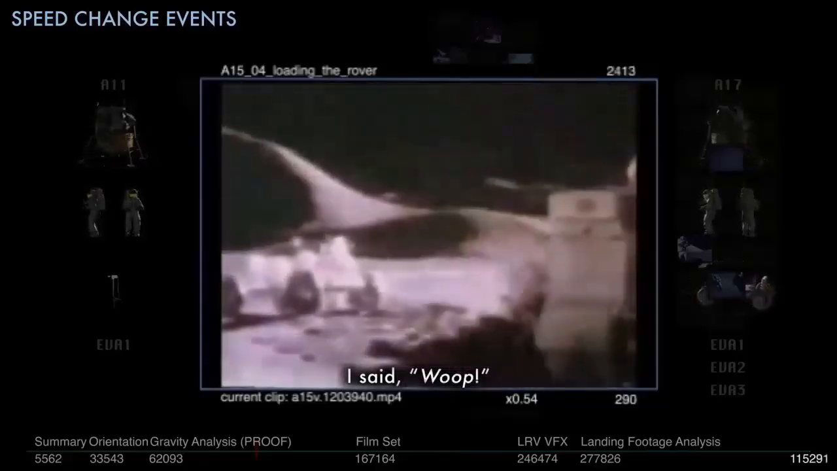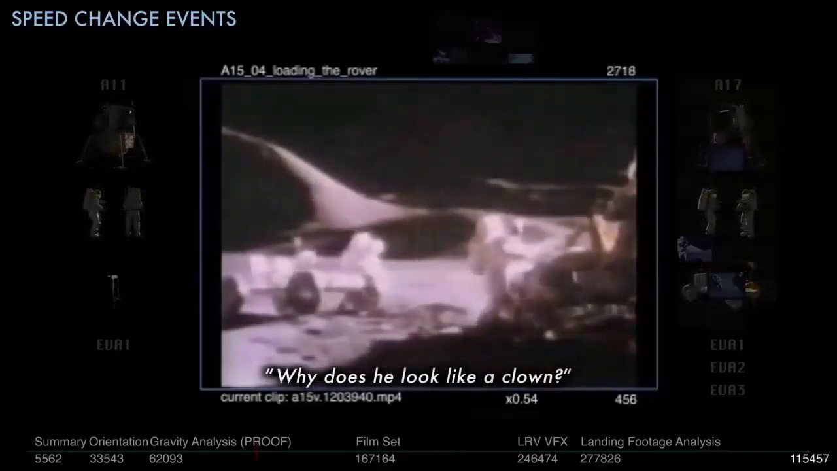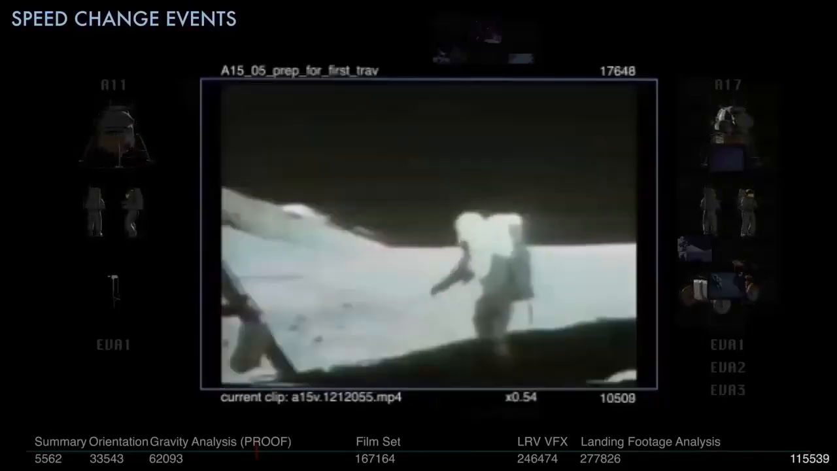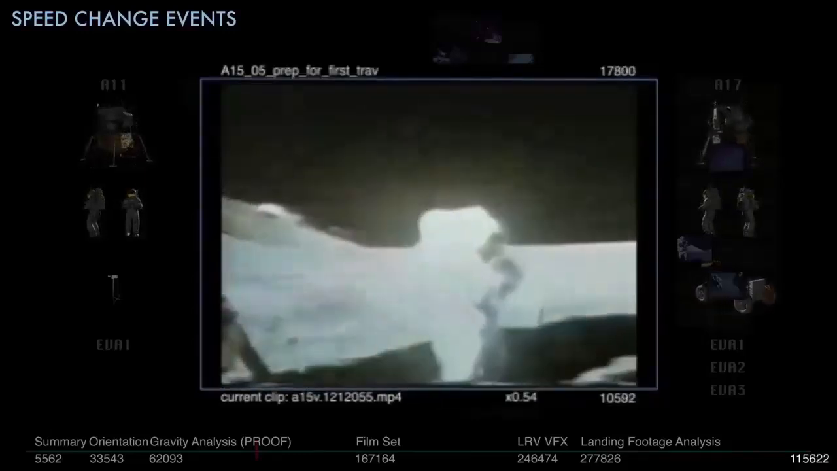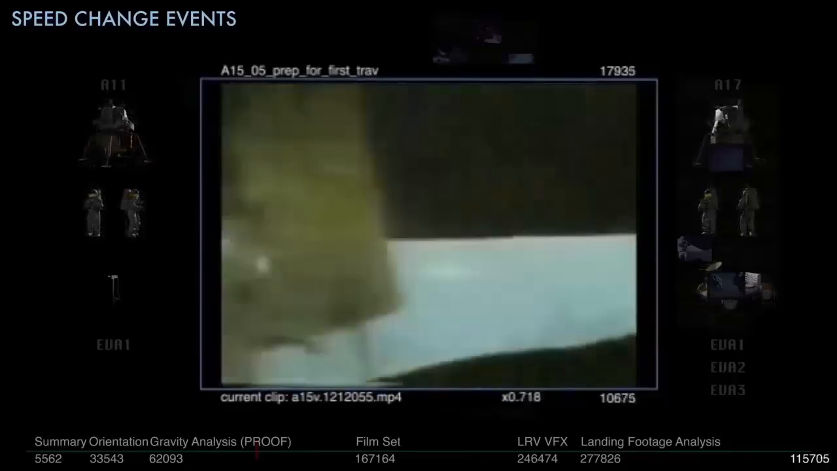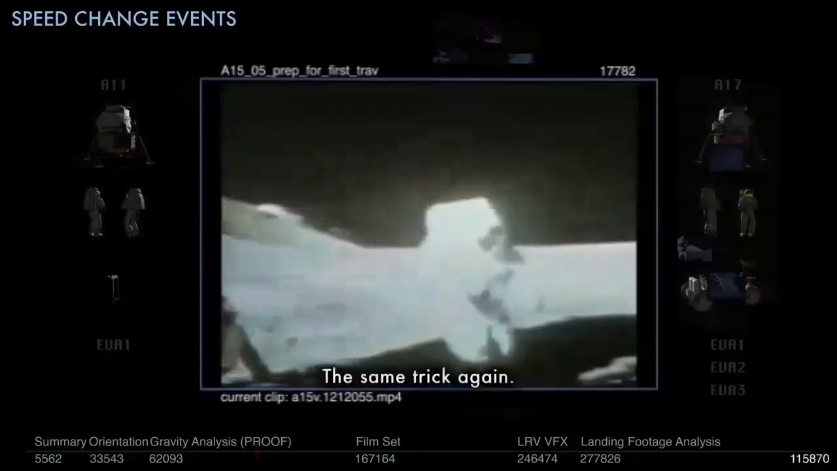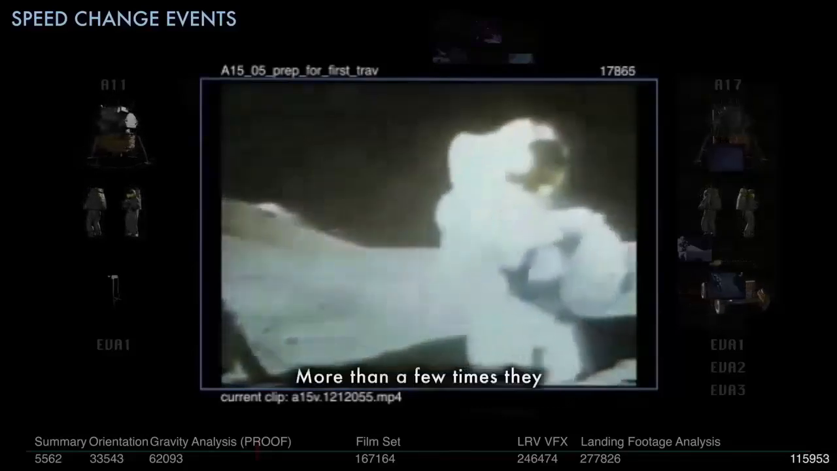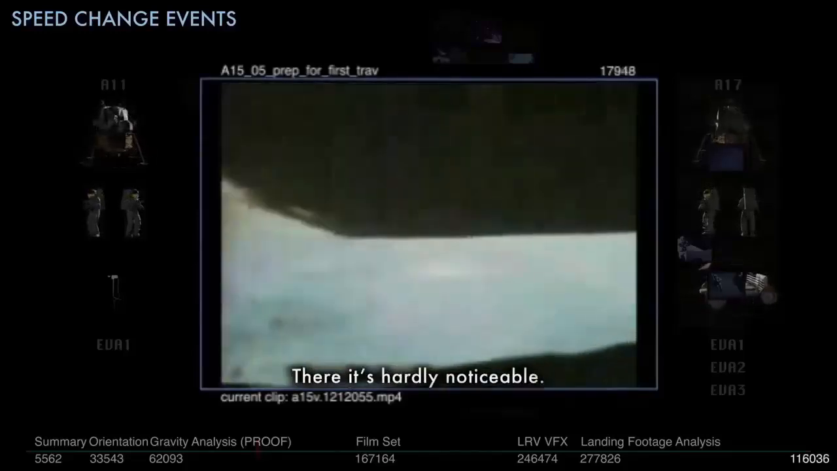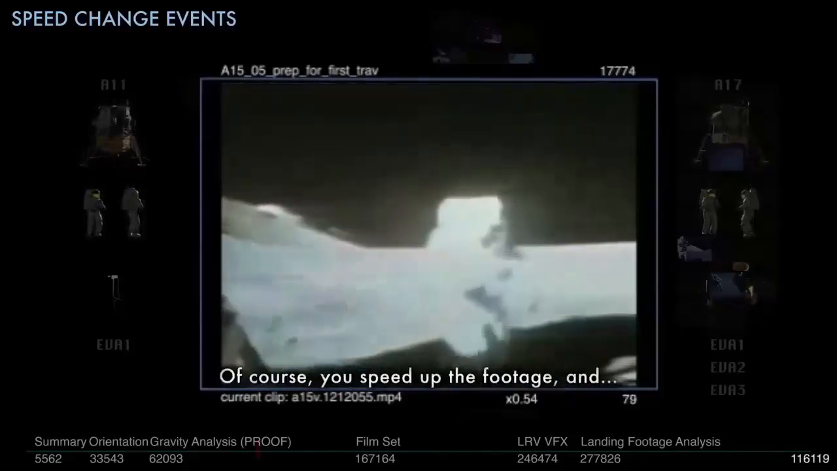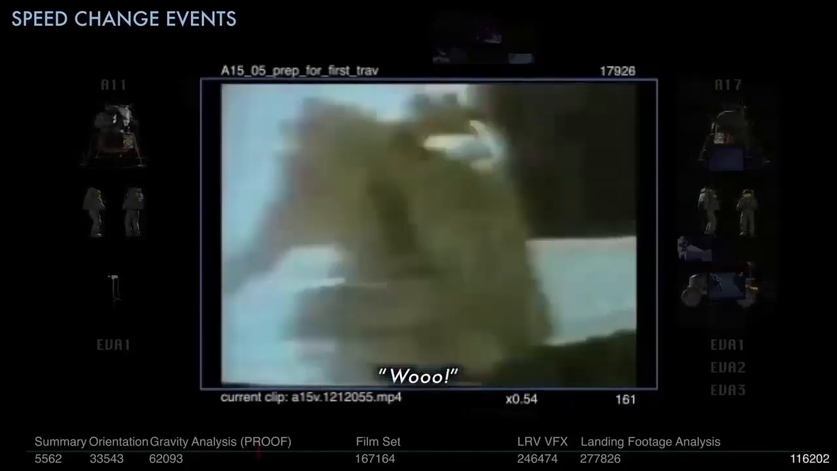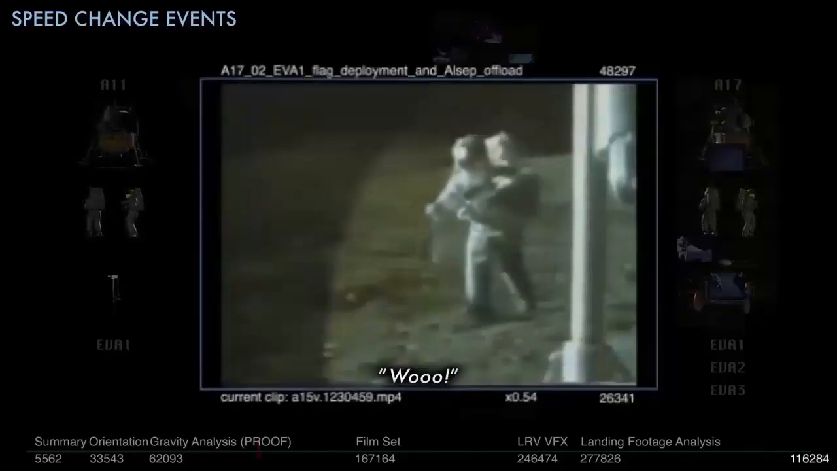Here it is at my 0.45 factor, and I was analyzing the footage. I said, whoop, why does he look like a clown? Here's the same trick again. More than a few times, they thought it was necessary. There, it's hardly noticeable. Of course, you speed up the footage and, whoa! He starts out slow, and then he just takes off.